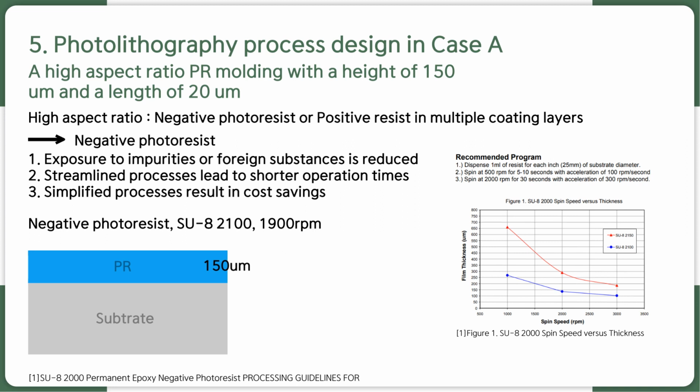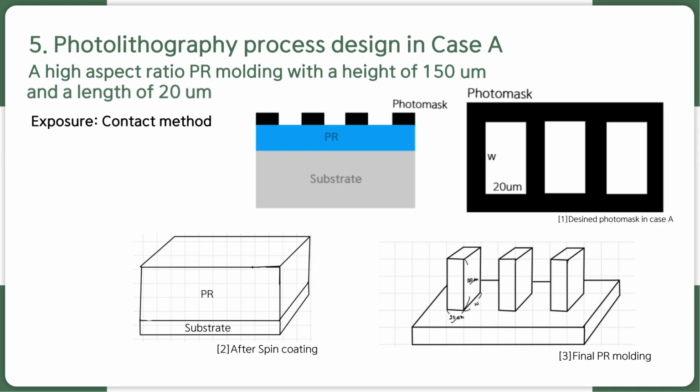From the graph, negative photoresist, specifically SU8 2100, was applied at 1900 revolutions per minute to achieve the desired 150 micrometer height. The exposure method I chose is the contact method. Although there is a particle issue, PR modeling is possible in the same size as the mask.